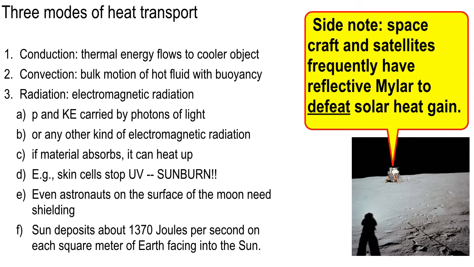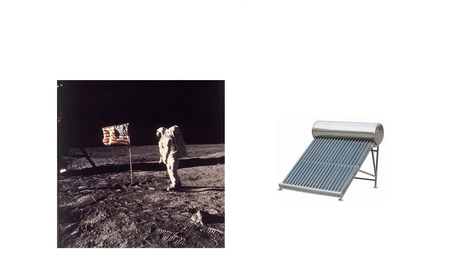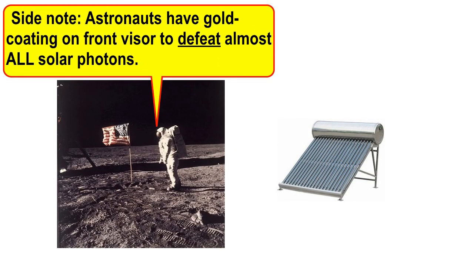Side note, spacecraft and satellites have to prevent solar heat gain, and they use something called reflective mylar. That's the shiny stuff you sometimes see. In the clean room for a satellite, the last thing they'll do is hood it, put the cladding of mylar on to reflect sunlight. But of course, in some situations, like the astronauts, they want to defeat solar heat gain, so they have a very thin layer of gold coating on their visors.